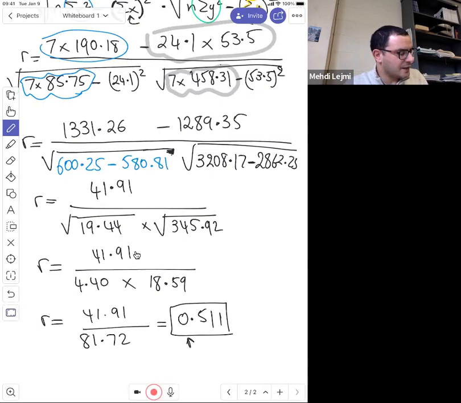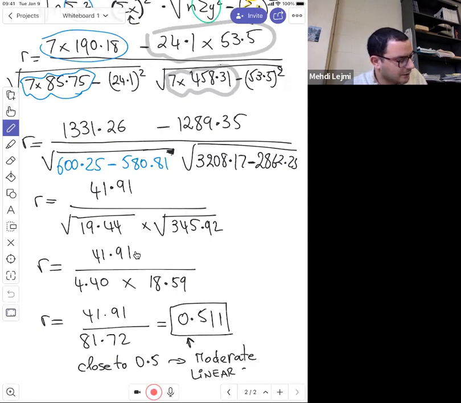And from that, you can say the correlation coefficient is positive, and it's not close to 0, it's not close to 1, it's actually close to 0.5. And when it's close to 0.5, then we have moderate linear correlation.